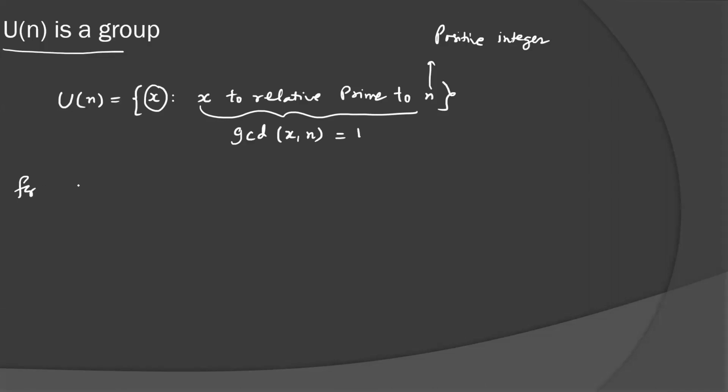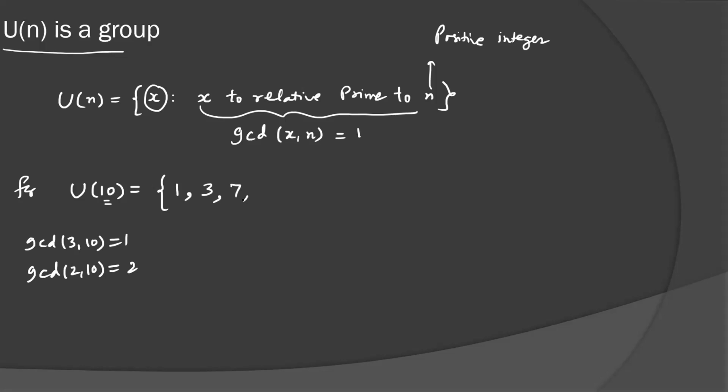For example, if we want to collect the elements of U10, what are the relative prime to 10? 1 is relative prime to 10 because GCD of 1 and 10 is 1. 3 is relative prime to 10 because the GCD of 3 and 10 is 1 only. 2 is not relative prime to 10 because GCD of 2 and 10 is 2, not 1. And 5 we cannot take, 4 we cannot take, 6 we cannot take, 7 and 9. So U10 has only 4 elements, 1, 3, 7, 9.